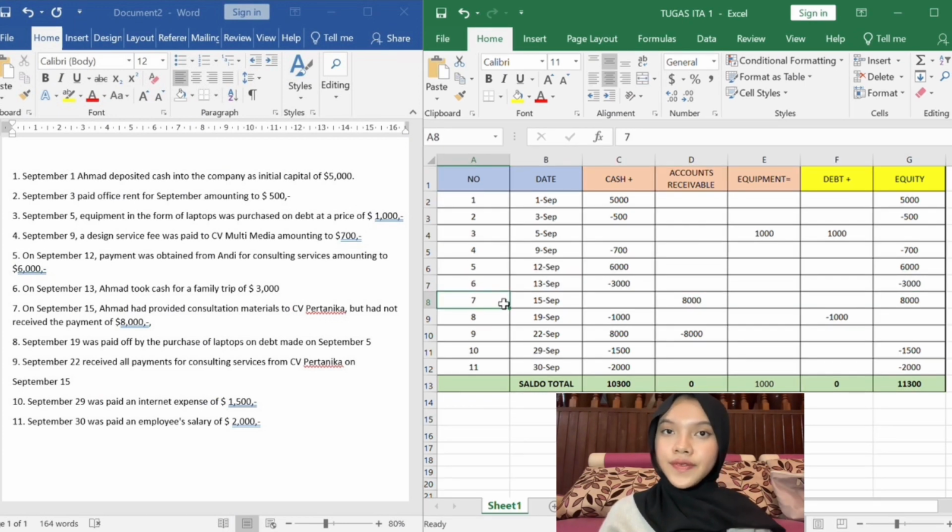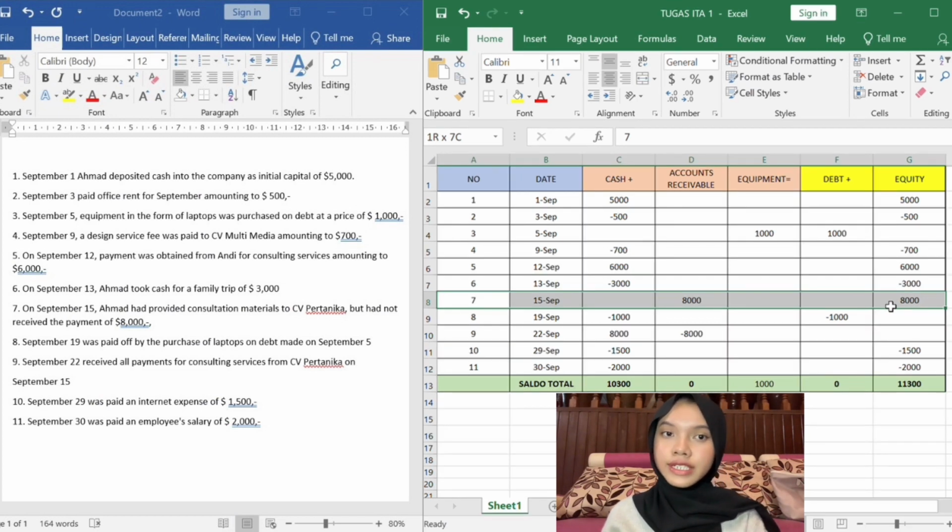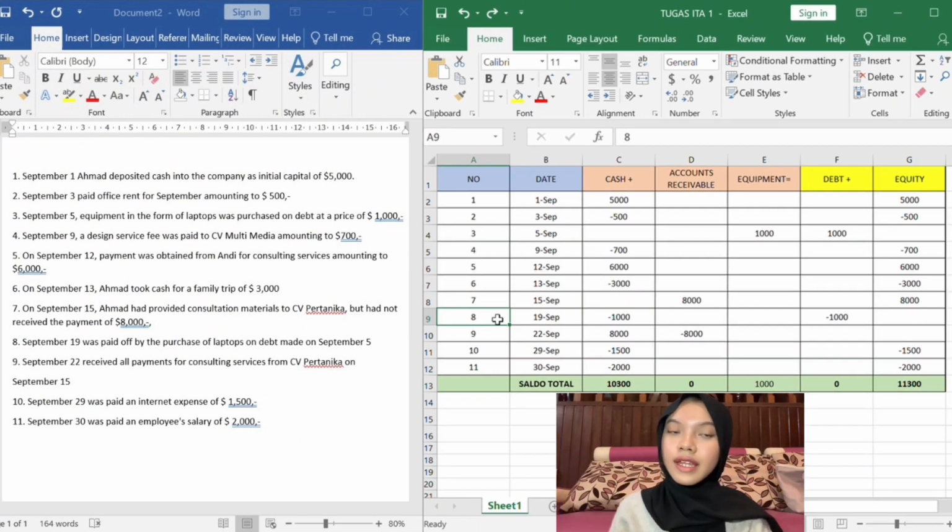Number 7. On September 15, Ahmad had provided consultation material to CV Pertanika but had not received the payment of $8,000. It adds into account receivable table because it says that Ahmad had not received the payment of $8,000 from CV Pertanika.